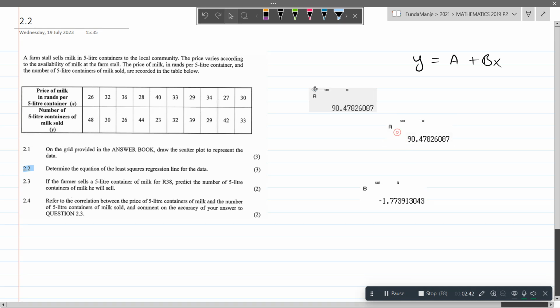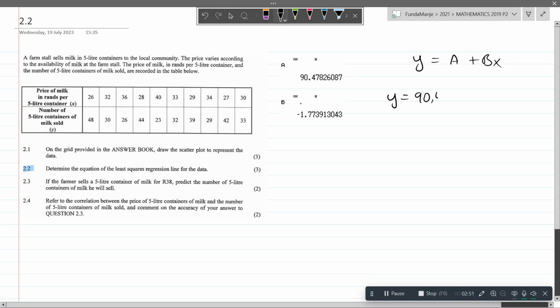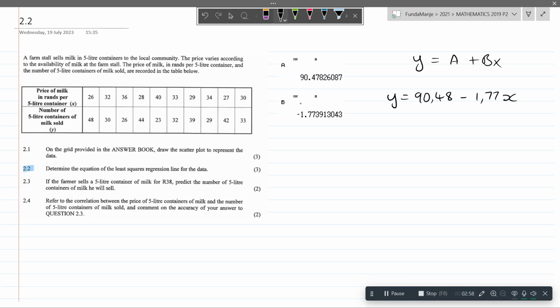So once we get these values, we will be able to write down our formula, or prediction formula, which would be 90.48 minus 1.77x. That will be your least squares regression line formula.